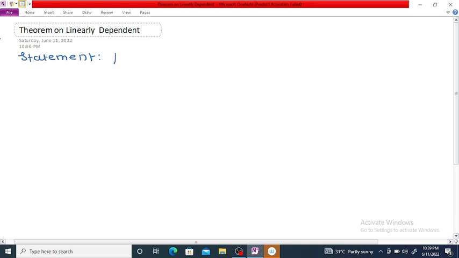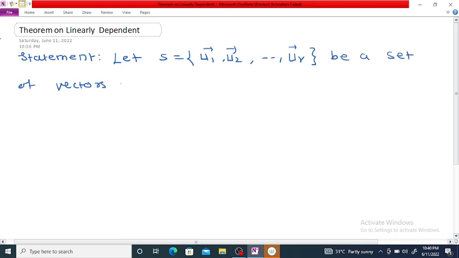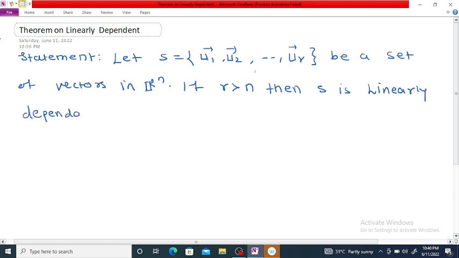Let S be a set of vectors, S is equal to u1 bar, u2 bar, dot dot dot, ur bar, a set of vectors in Rn. If r is greater than n, then the set S is linearly dependent.